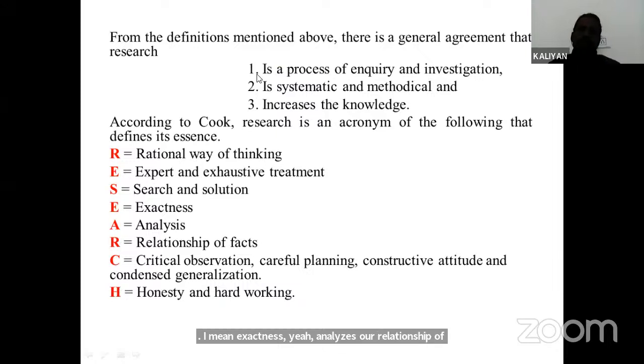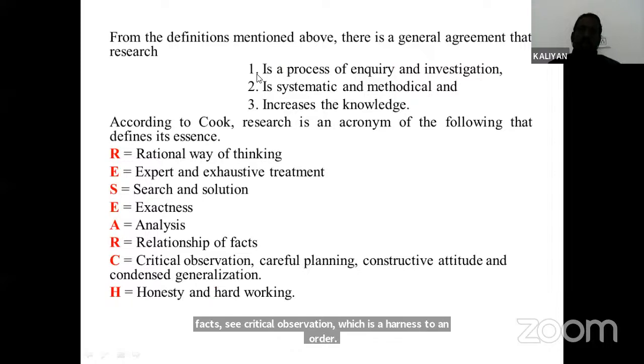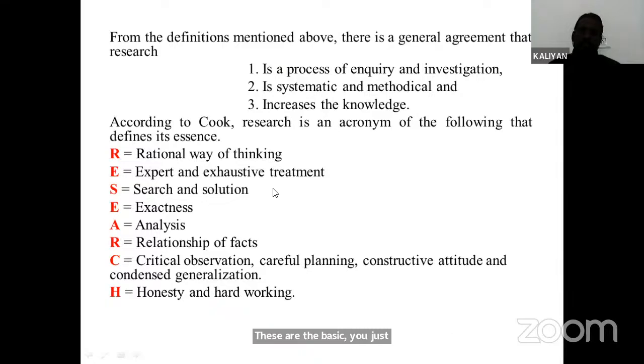These are the basics. You just read these basic things. I move on to the next slide.